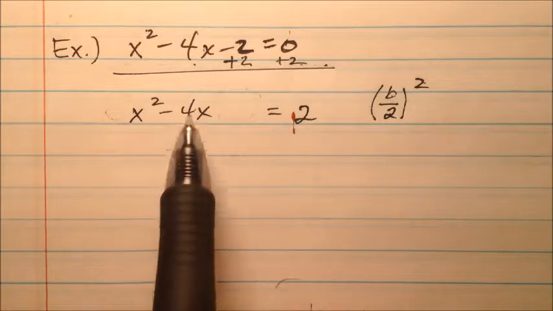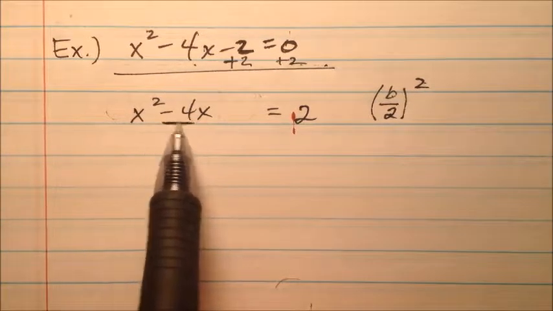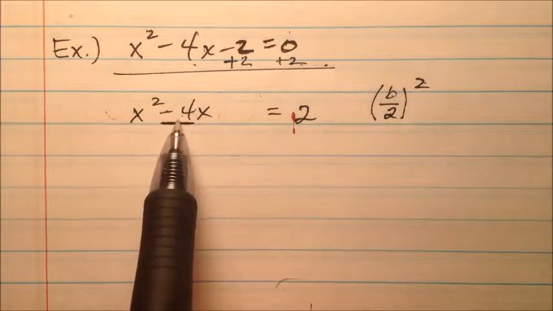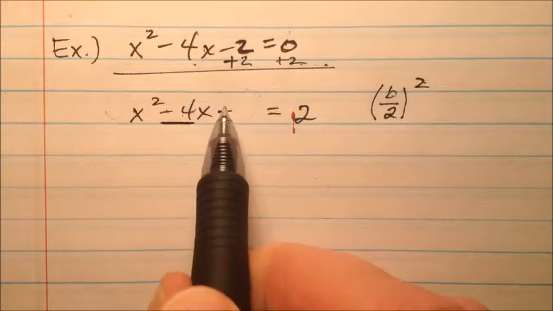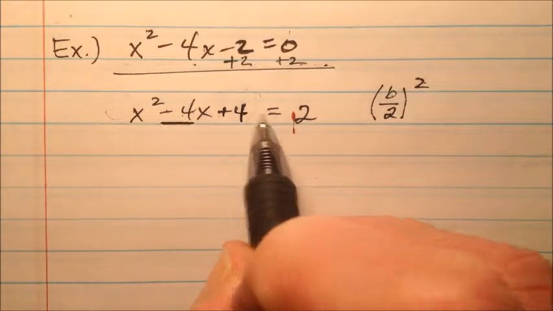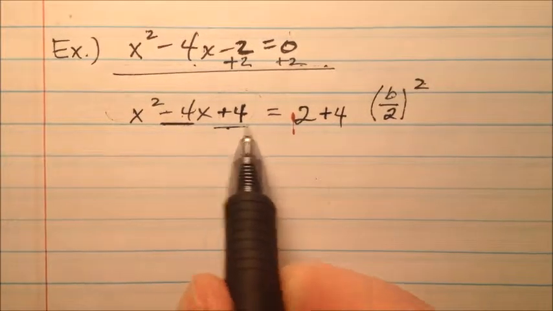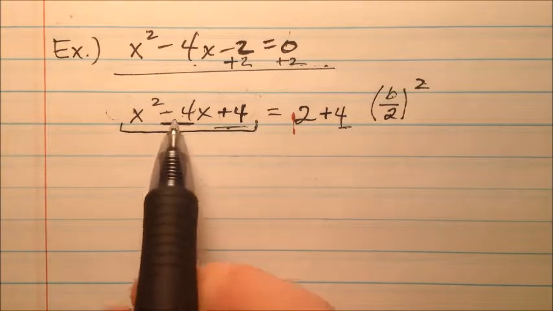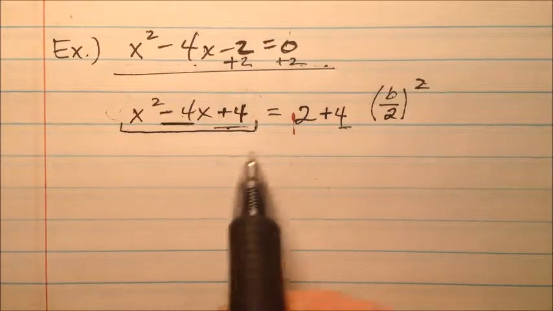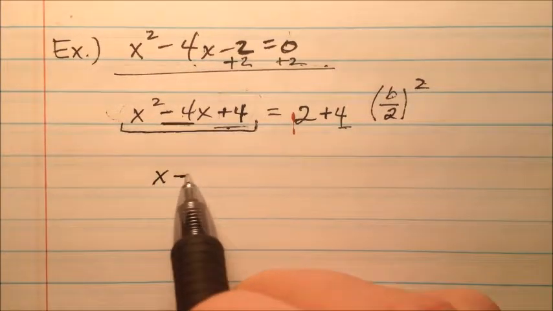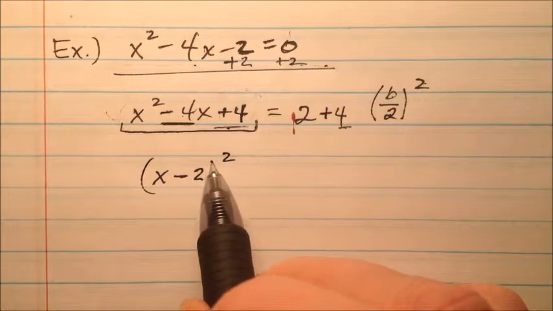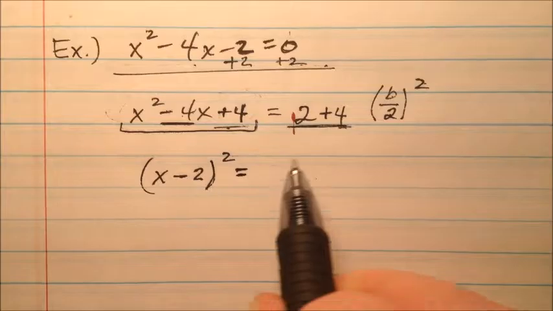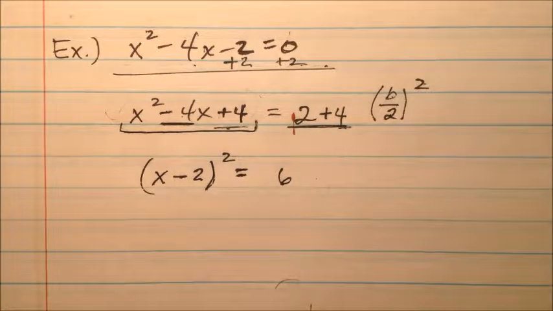squared to both sides. Well, b, remember, is the coefficient of our linear term, so negative 4. And half of negative 4 is negative 2. And when I square that, I'll get positive 4. So I'm going to have 4 that I'm going to add to both sides. So here, again like the previous example, we notice this can factor as a perfect square. And in fact, it'll be x minus 2 quantity squared. And on the right side, my 2 plus 4 will be 6.